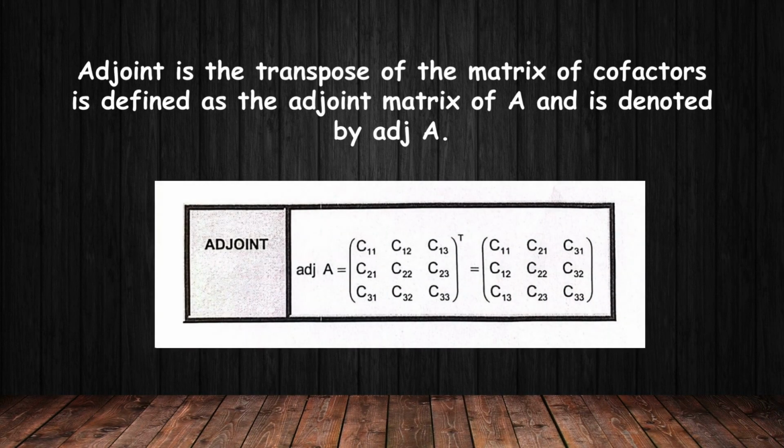Adjoint is the transpose of the matrix of cofactors, defined as the adjoint matrix of A and denoted by adjoint A. Adjoint A equals the bracket C11, C12, C13, C21, C22, C23, C31, C32, C33 transposed, which equals the bracket C11, C21, C31, C12, C22, C32, C13, C23, C33.